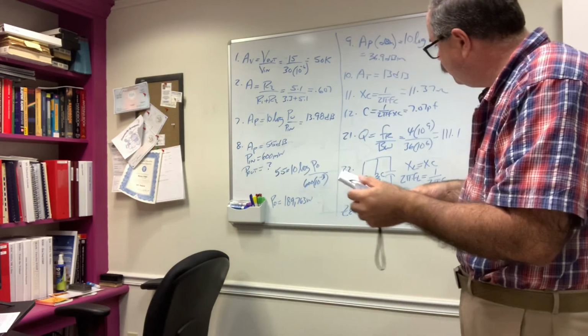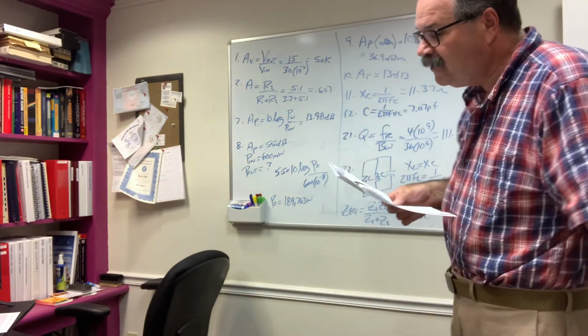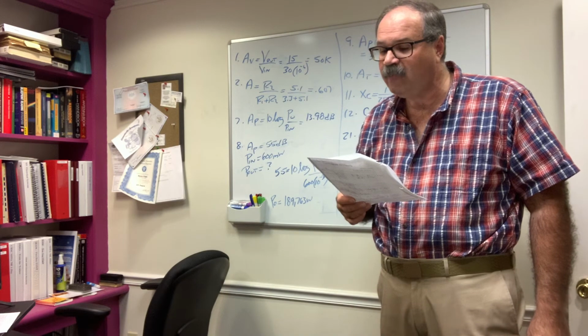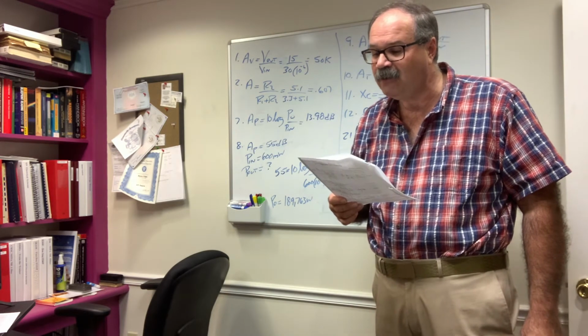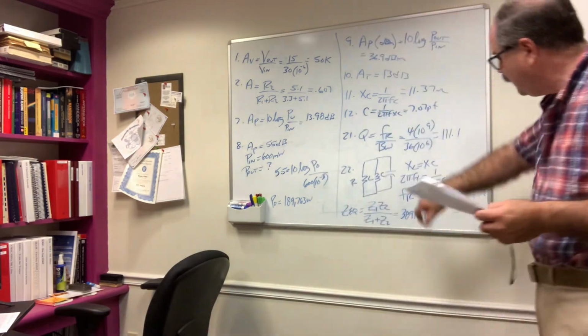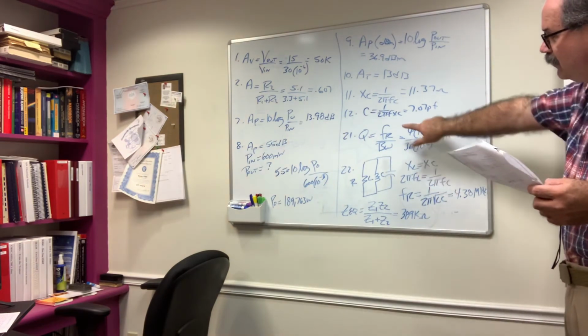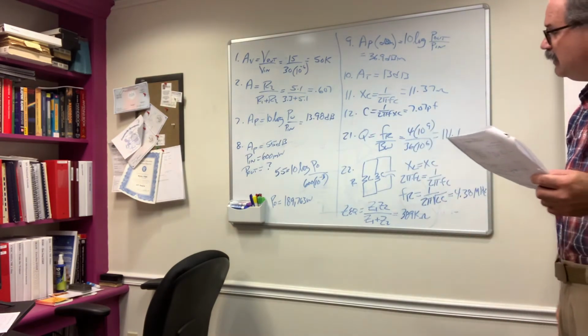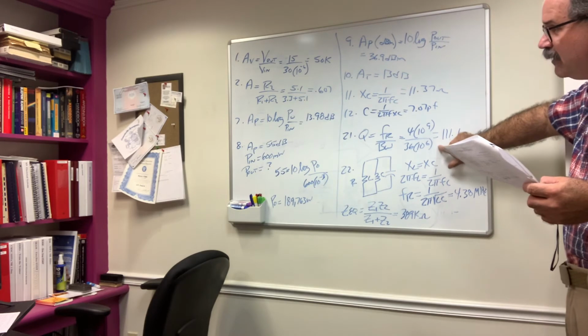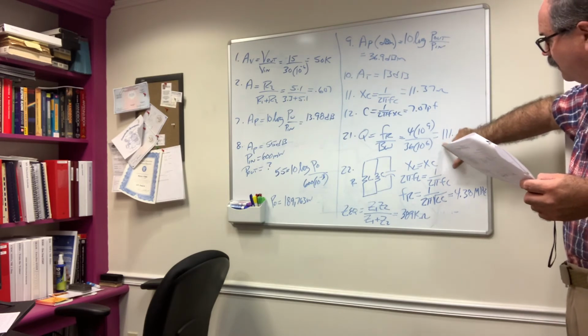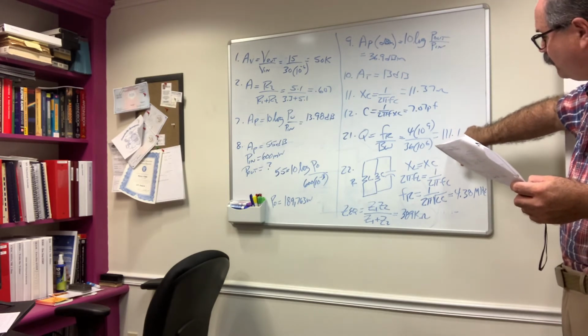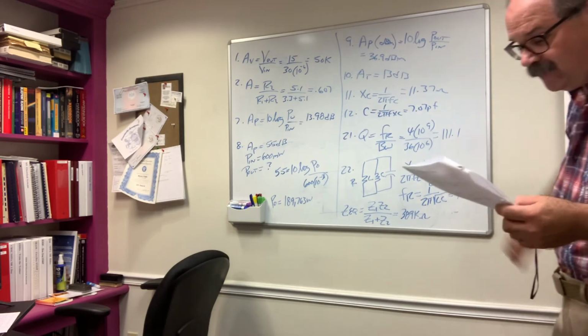Question number 21. What circuit Q is required to give a bandwidth of 36 megahertz at a frequency of 4 gigahertz? So the expression for Q is equal to the resonant frequency divided by bandwidth. Always remember, convert back to base units. Overall Q for this circuit will be 111.1.